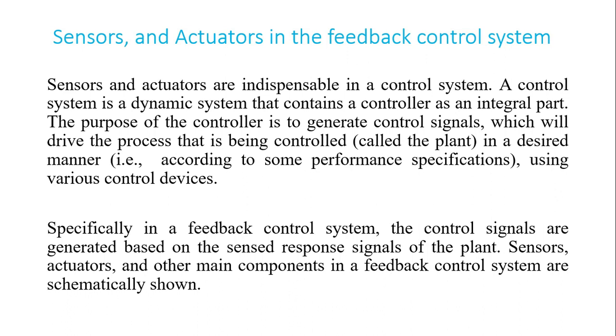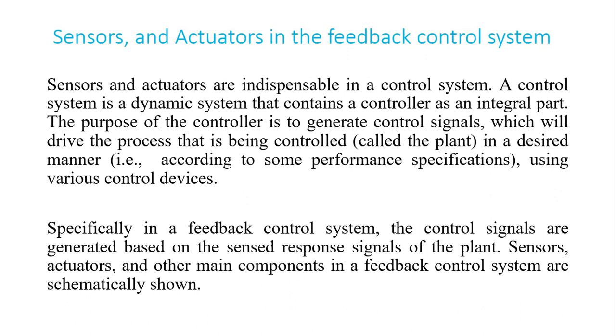A control system is a dynamic system that contains a controller as an integral part. The purpose of the control is to generate control signals which will drive the process that is being controlled, that is the plant, in a desired manner, that is according to some performance specifications using various control devices. Especially in a feedback control system, the control signals are generated based on the sensed response signal of the plant.